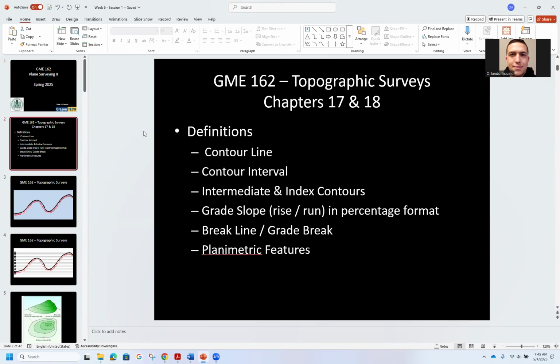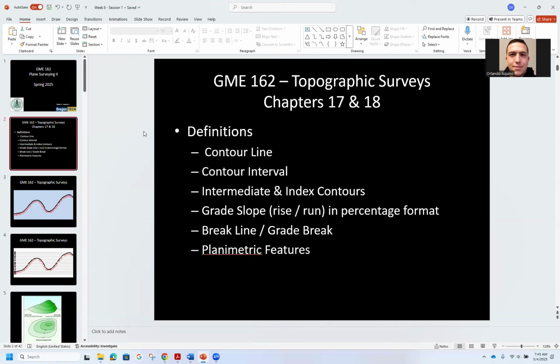So the definitions: I'll go through this slideshow presentation and I'll also go through the Pearson book and talk about the characteristics of a topographic survey. The slideshow is more of a visual aid for you, going through the physical representation of contours, what they look like in a profile side and in a plan side, and definitions of different lines or layouts on maps.